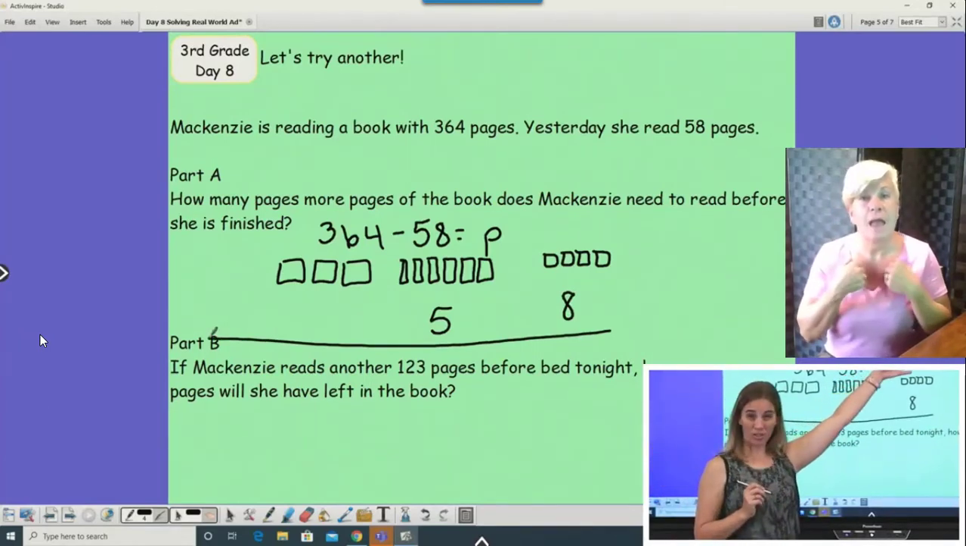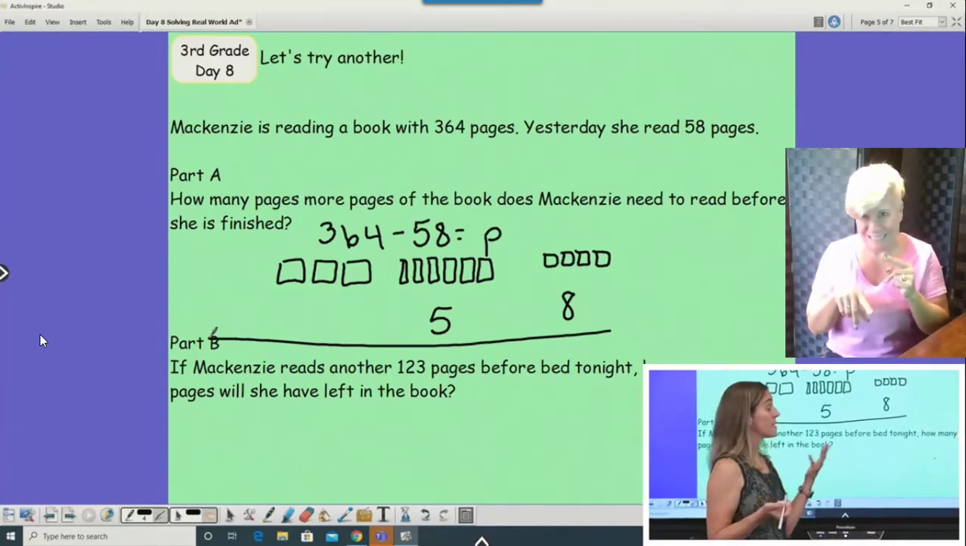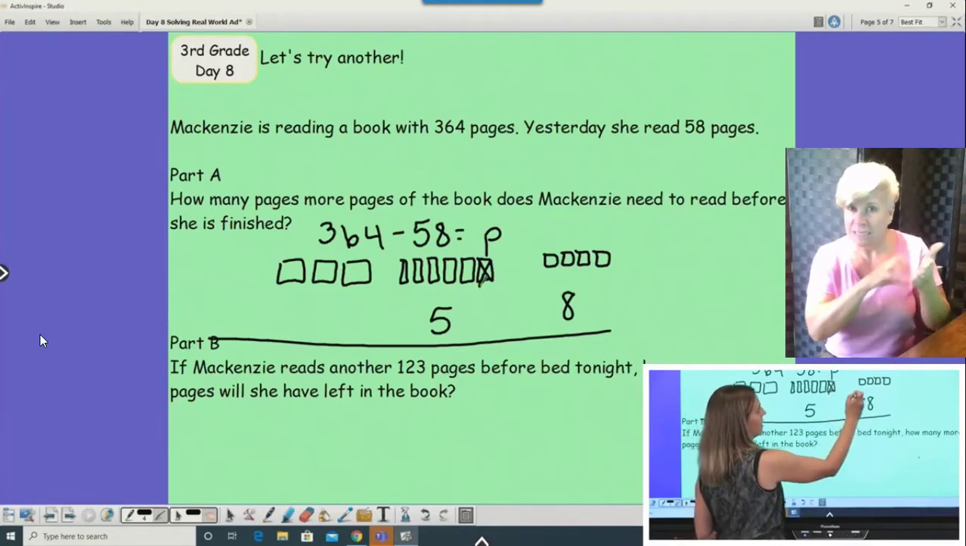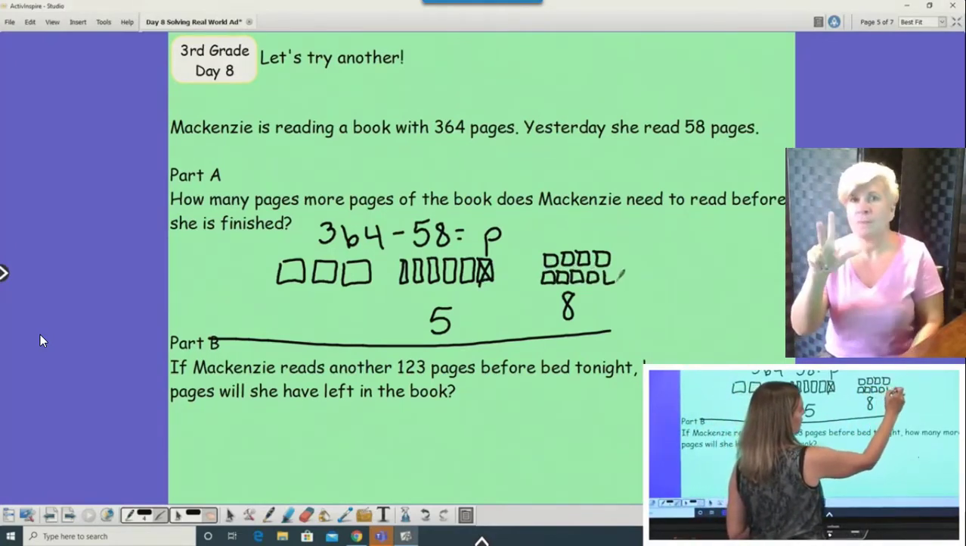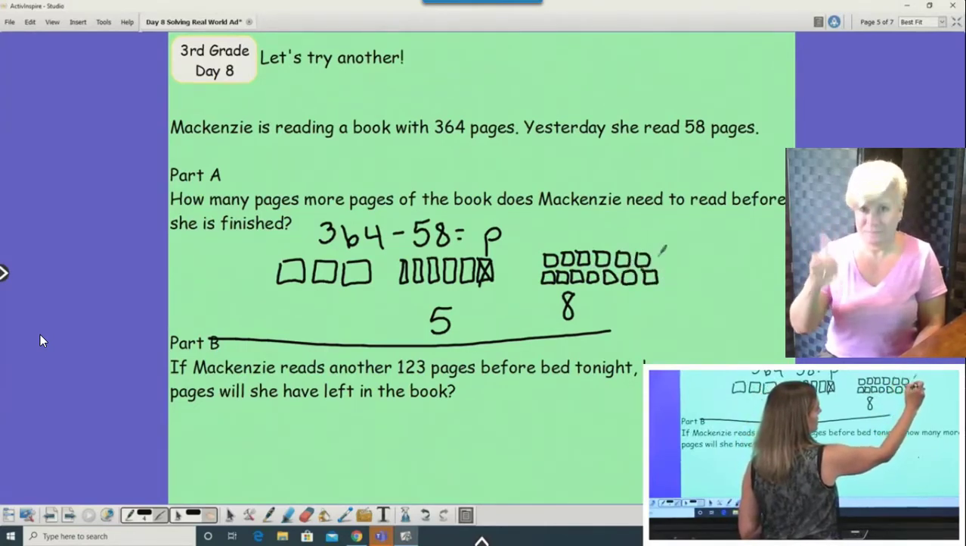I have 4, but I have to take away 8. I can't do that, can I? So we're going to borrow. We're going to steal from this side over here. I'm going to take away this 10. I'm going to draw it over here. 1, 2, 3, 4, 5, 6, 7, 8, 9, 10.